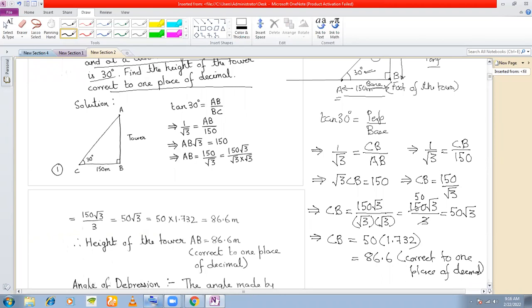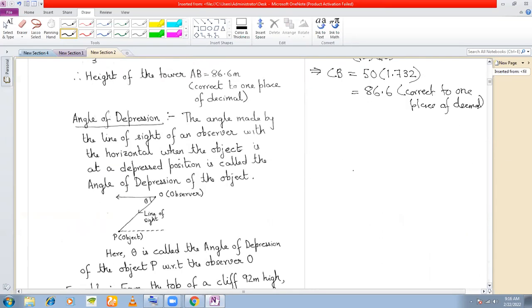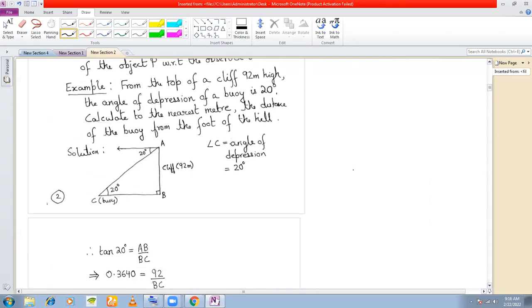Okay. Now angle of depression. Definition already told to you. Let's see an example from angle of depression. Look at the question here. From the top of a cliff, 92 meters high, the angle of depression of a buoy, a small water body, is 20 degrees. Calculate to the nearest meter the distance of the buoy from the foot of the hill.